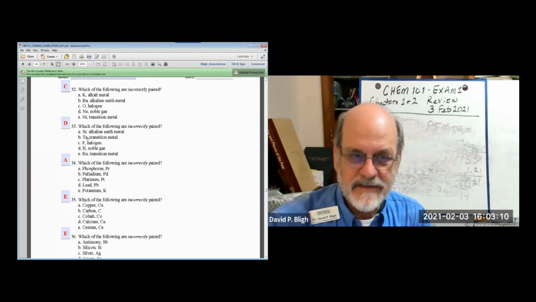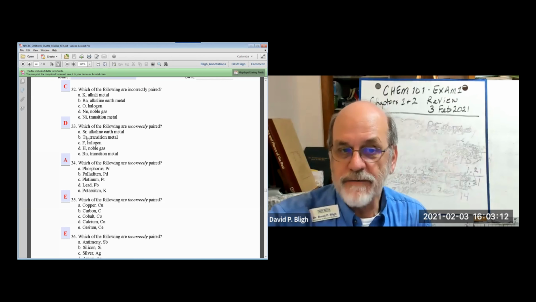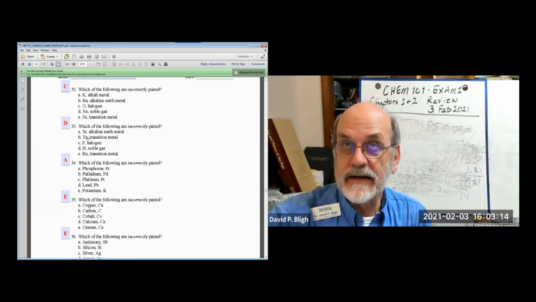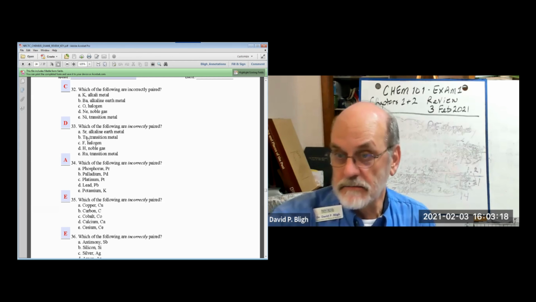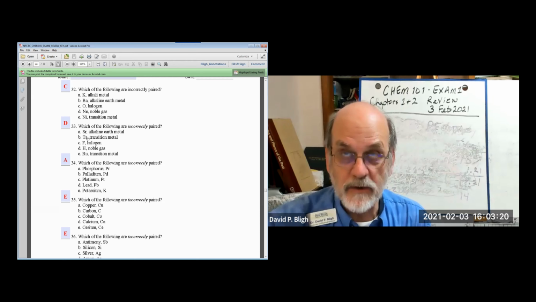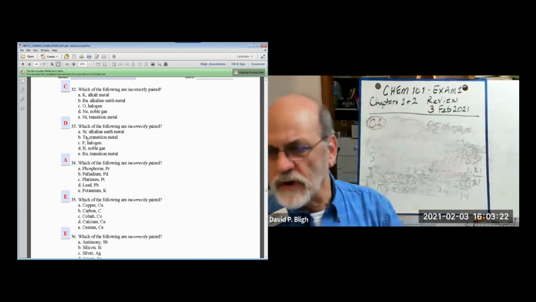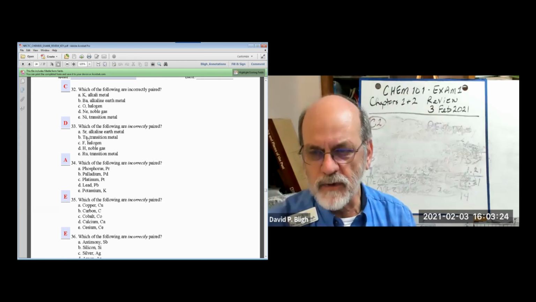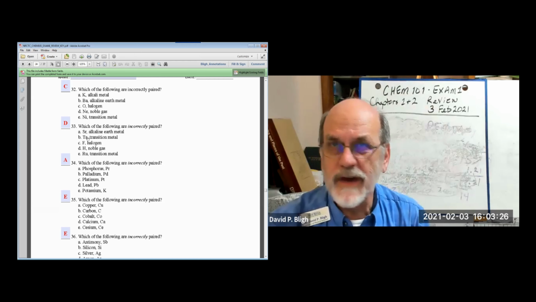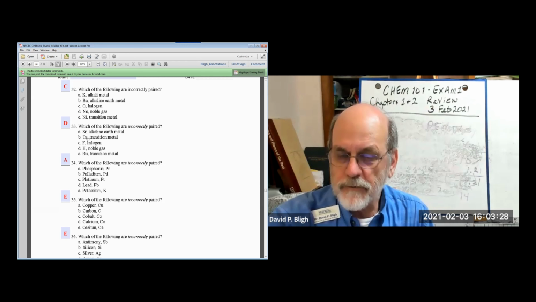Ta, tantalum. Where do you find it? You find it in transition metals. Just look on your periodic table. Even if you don't know what Ta means, I can't remember if I asked you to memorize that one or not. I don't think I did. But if you look for Ta and find it, it's going to be in transition metals. That's true. You ought to know this one.